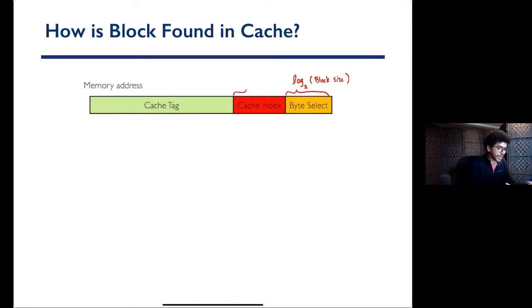Now, when it comes to index, you're going to need log 2 of the number of sets. So the more sets you have, the more bits you need to find the set that you need, and then the rest of it is just left for cache tag. Whatever is left is going to be your cache tag. So that's that.